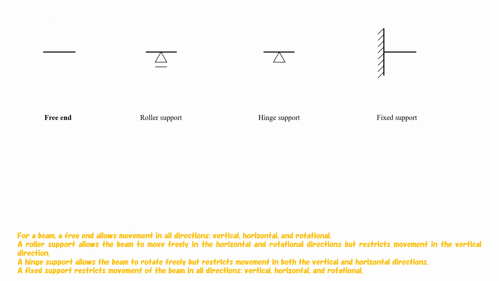For a beam, a free end allows movement in all directions: vertical, horizontal, and rotational. A roller support allows the beam to move freely in the horizontal and rotational directions, but restricts movement in the vertical direction. A hinge support allows the beam to rotate freely, but restricts movement in both the vertical and horizontal directions. A fixed support restricts movement of the beam in all directions: vertical, horizontal, and rotational.